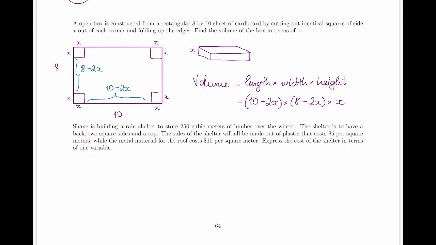So here we're once again given the fact that we are free to choose whichever variable we're going to use if we have more than one. This is a lot of information in this problem, so let's just take it one step at a time. First, build a picture. So we are building a rain shelter that has a back, two square sides, and a top, so no front. So let's build a picture that will look reasonable.